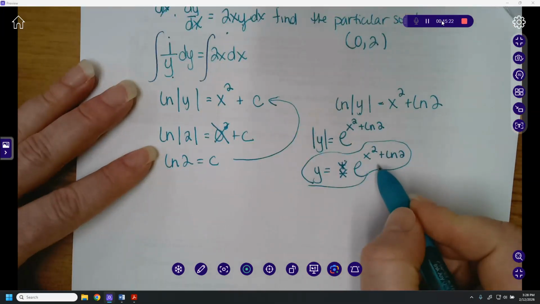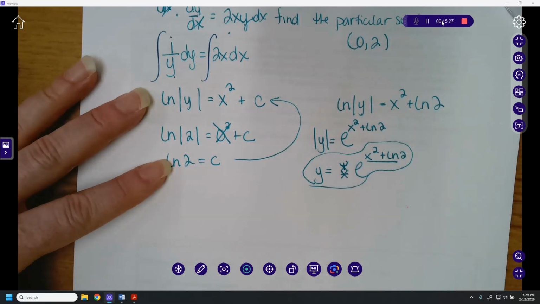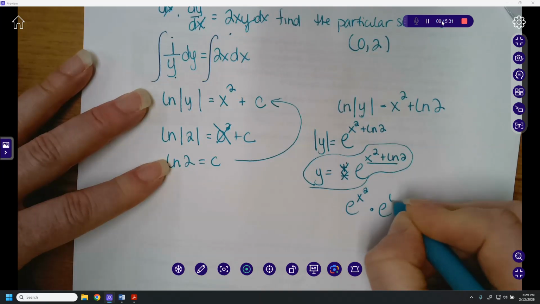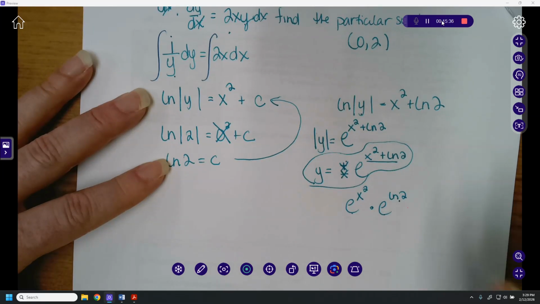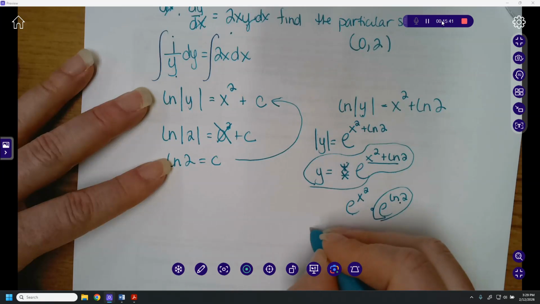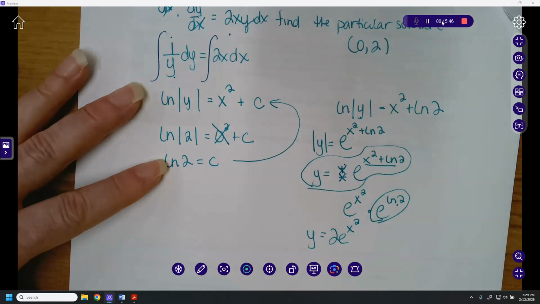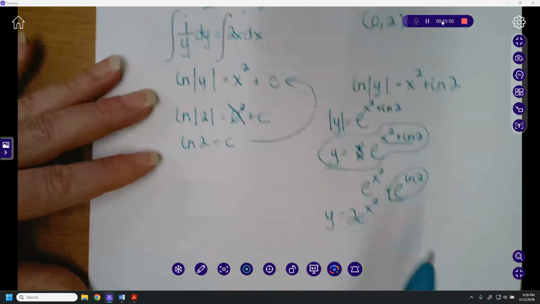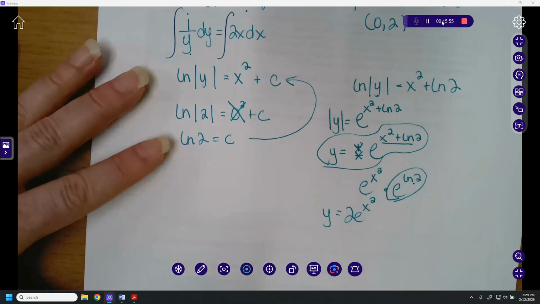One extra little thing that's fun about this, I don't know if you remember, there's a rule about exponents, that you could write this as e to the x squared times e to the natural log of 2. I don't know if you remember that rule, when the bases are the same, you add the exponents. That would allow this e and natural log to cancel, and then this would just be 2e to the x squared. Once again, if this were an item on an AP exam, they would accept this answer. This looks a little prettier.